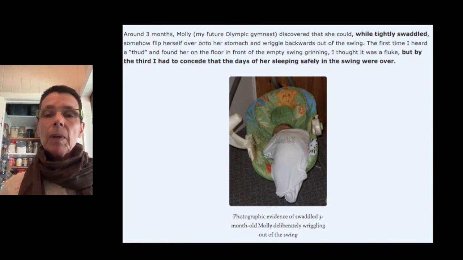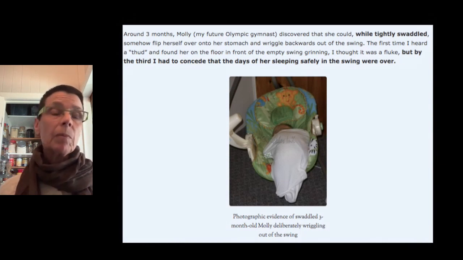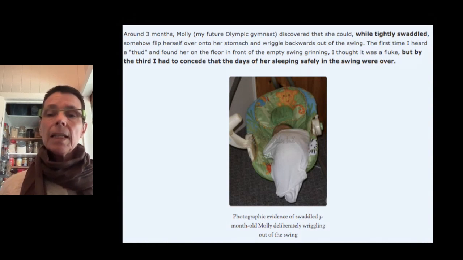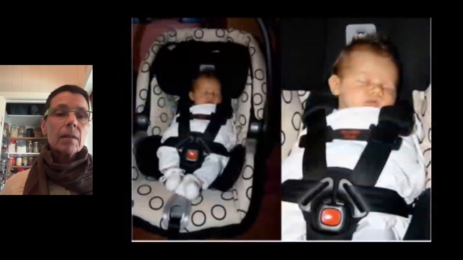So this baby, tightly swaddled, was habitually placed to sleep in an inclined swing device and yet managed to flip herself out 3 times before the parent conceded defeat. Despite parental perceptions, the swing as an inclined surface was never a safe place for the infant to sleep. And in this instance, the use of swaddling enabled poor practice.